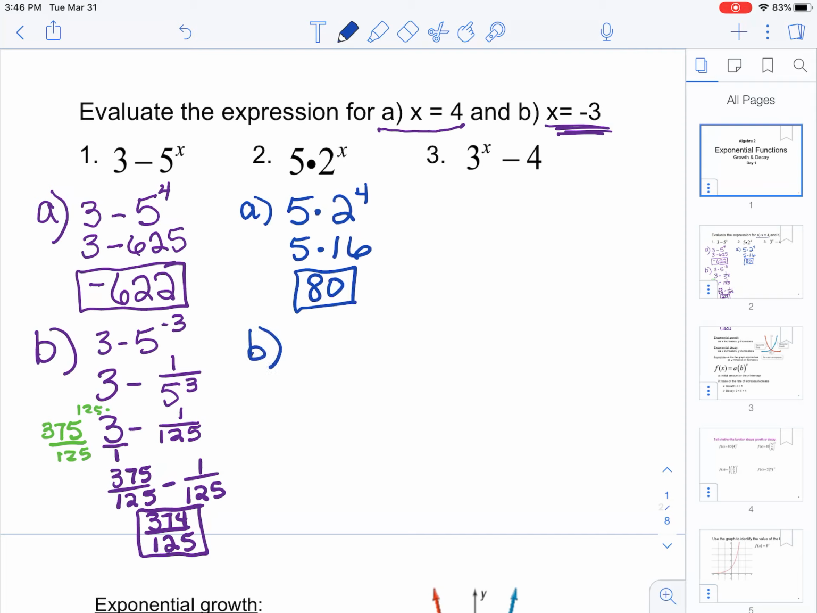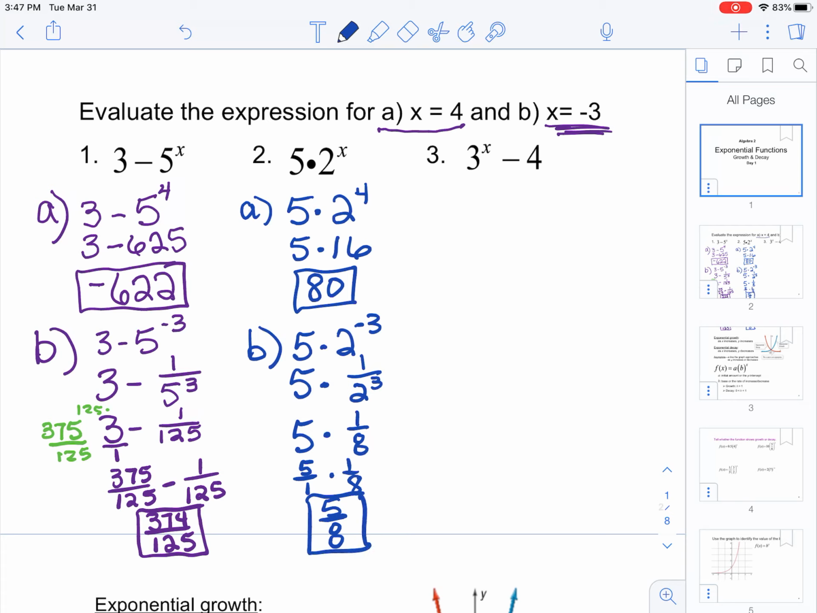When we go to B, I'm going to plug in my -3 for my exponent. So I have 5 times 2 to the -3rd. Uh-oh, negative exponent again. We know we have to take that to the denominator. So we have 5 times 1 over 2 to the +3. Once it changes levels, that negative goes away and it becomes positive, which gives me 5 times 1 over 8. That's 5 over 1 times 1 over 8. And my answer turns out, when you multiply straight across, 5/8.